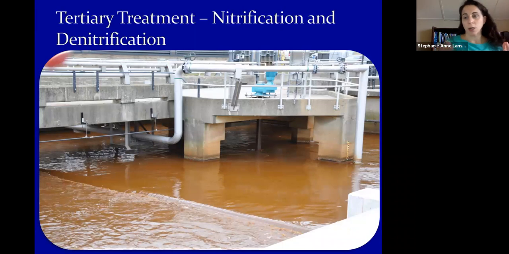Then at DC Water, they have tertiary treatment. Some wastewater treatment plants, depending on where they're located, the receiving bodies and their size, may have only primary treatment. They may have primary and secondary, or they have primary, secondary, and tertiary. Our tertiary treatment is where we really concentrate on nitrogen. So this is where we have our nitrification and denitrification processes.